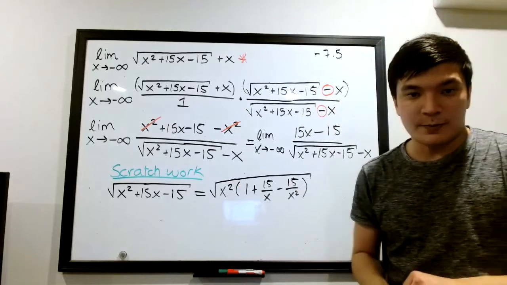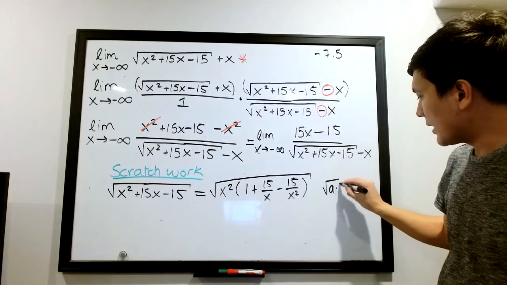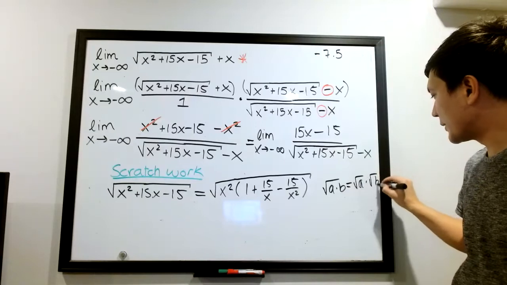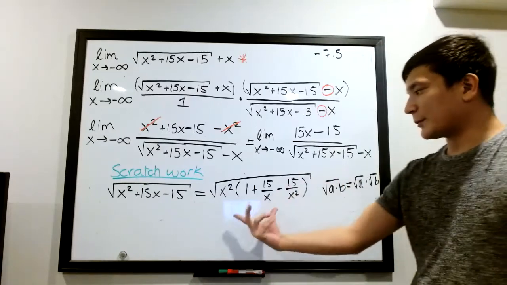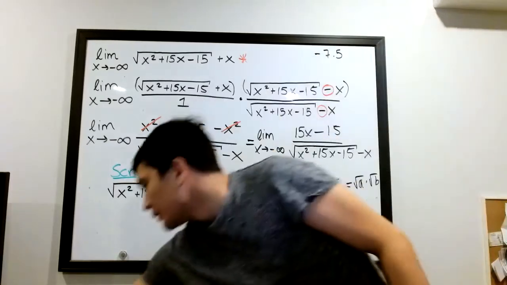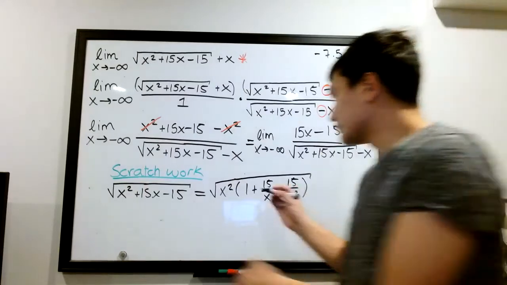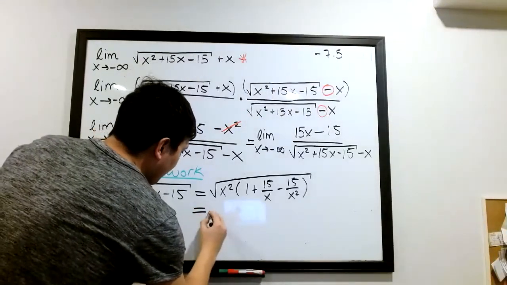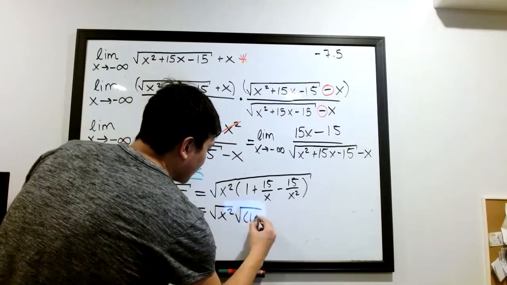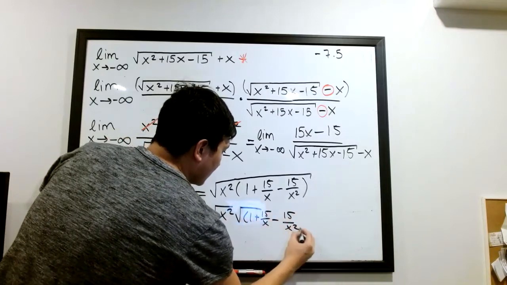Then I'm going to use the property that a times b under the radical is the same thing as the square root of a times the square root of b. So I'm going to apply that here. This will be the same thing as the square root of x squared times the square root of 1 plus 15x minus 15 over x squared.